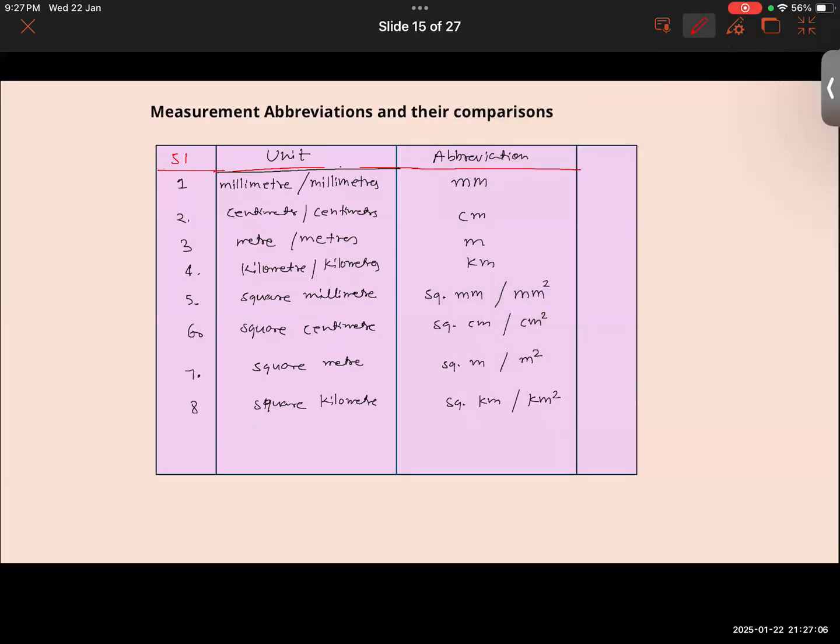Another important thing to mention is that all the things here are written in increasing order. 1 centimeter is bigger than 1 millimeter, 1 meter is bigger than 1 centimeter, 1 kilometer is bigger than 1 meter. Further, 1 square centimeter is bigger than 1 square millimeter, 1 square meter is bigger than 1 square centimeter, and 1 square kilometer is bigger than 1 square meter.